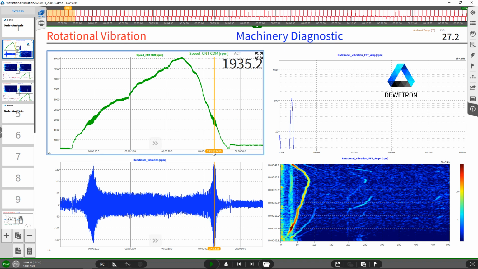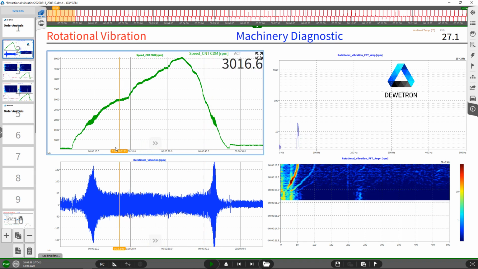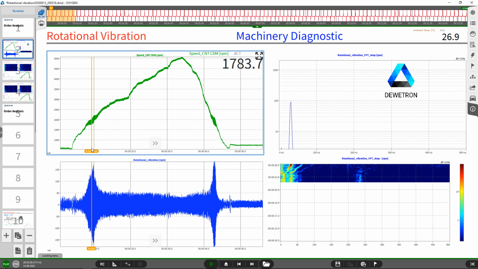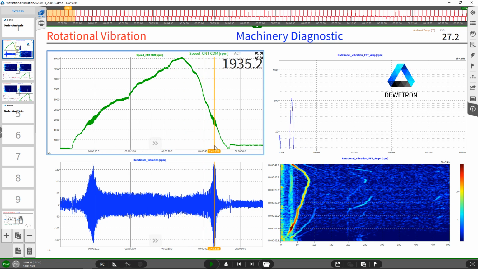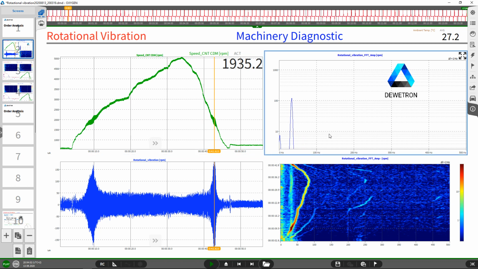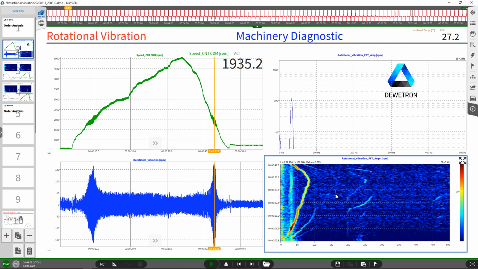Here we could see a run up and a coast down, and we could also clearly see that at 2000 rpm at the run up and at 2000 rpm at the coast down, we get a clear indication of rotational vibration in the FFT spectra. In addition, we could see this in the spectrogram.